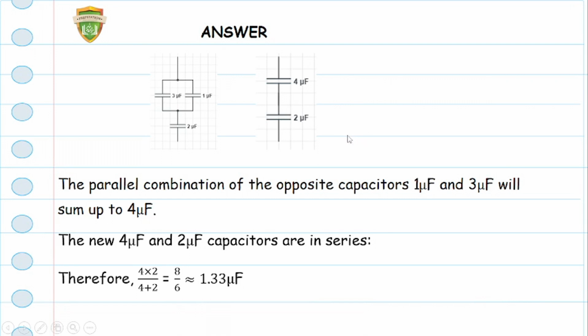But JAMB is a timed objective exam and you need to be able to use short and quick ways to get to your answers correctly. If you are dealing with just two capacitors in series, there is a quick way, known as product over sum. You find the product of the capacitances and divide by their sum. The capacitances are 4 and 2, so that is 4 times 2, which gives 8, over 4 plus 2, which gives 6. When you divide, you get 1.33 microfarad, which is option D.